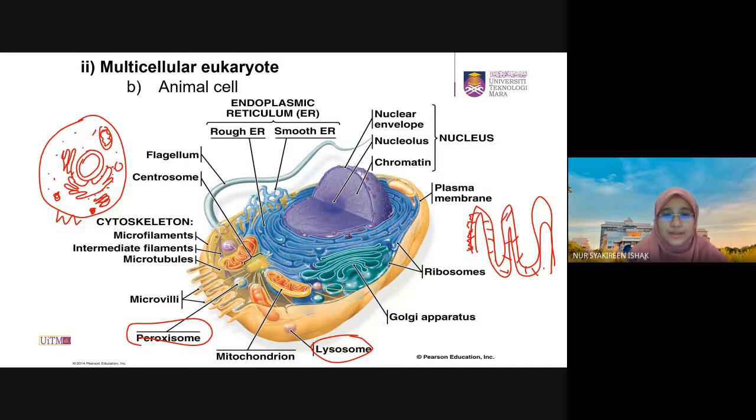For this one, as you can see, this organism will have flagella. Okay, so kalau dalam human, example of cell that has flagella is obviously sperm. Okay, sperm cell.